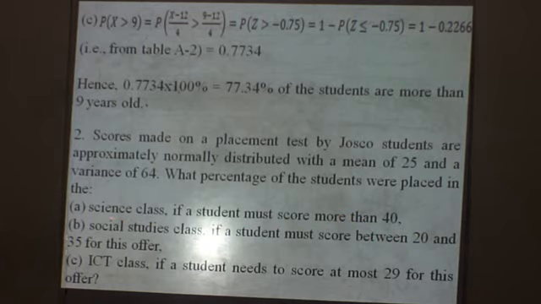Then B, what percentage of students were placed in the social studies class if a student must score between 20 and 35 for this offer? Then C, the percentage of students who will be placed in the ICT class if a student needs to score at most 29 for this offer. I hope I'm not being biased towards the ICT and the social studies class.